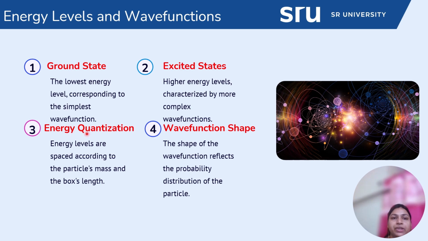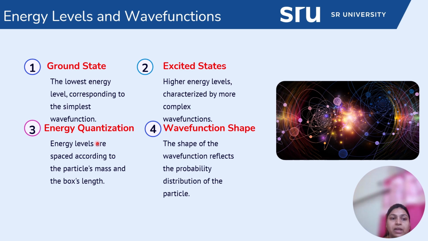Next is energy quantization. We know that energy is not continuous in the quantum concept. It comes in discrete packets called quantized energy levels. So what causes quantized energy? Quantization arises because particles like electrons are often confined, in an atom or in a potential well, and the boundary conditions of the system only allow certain wave-like solutions. So particles cannot have just any energy. It must be one of specific values.